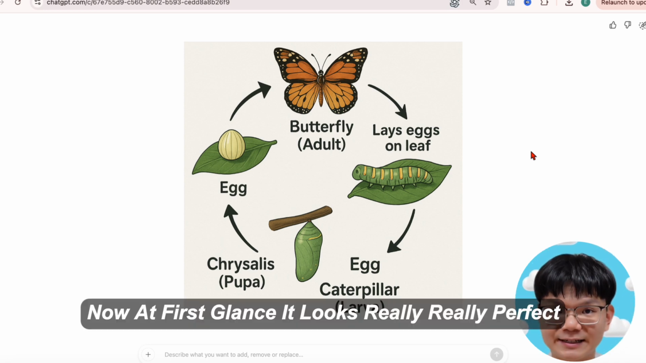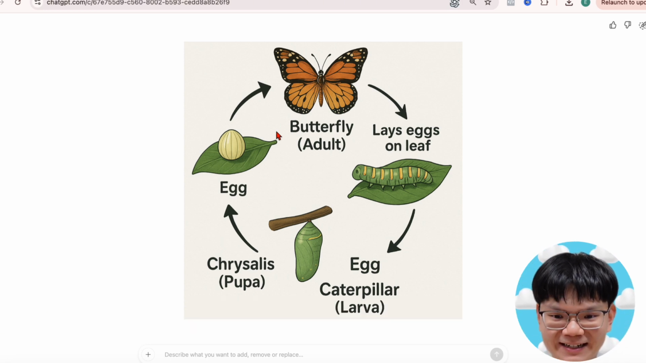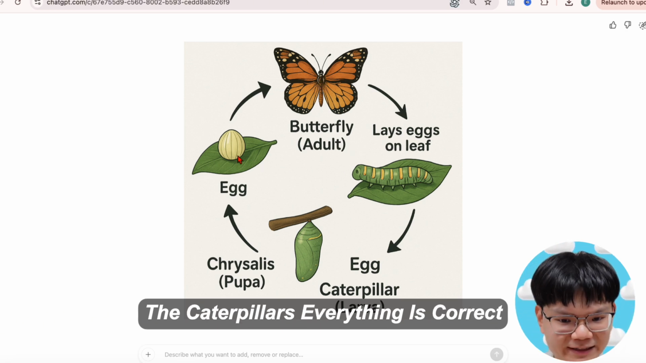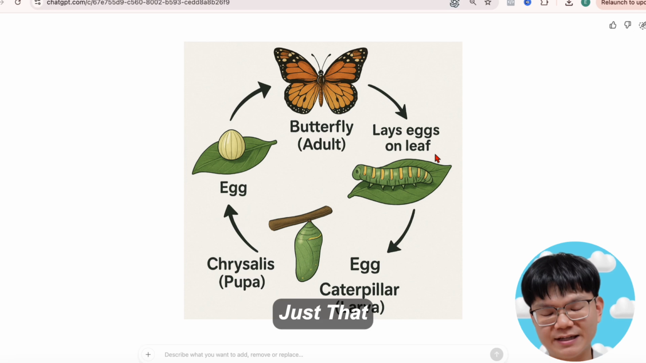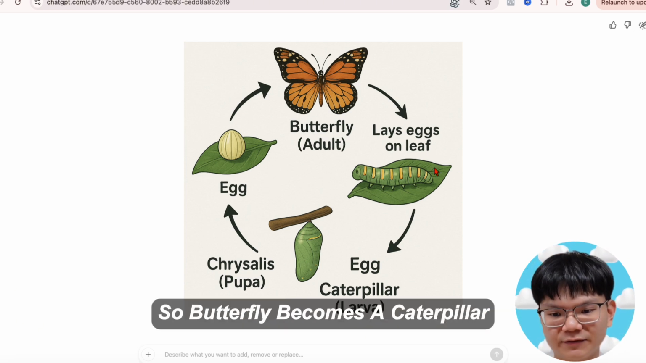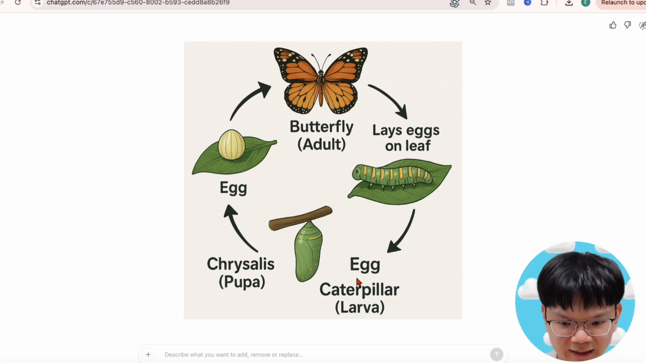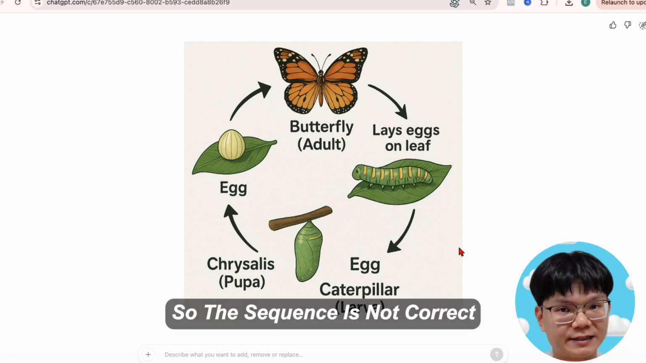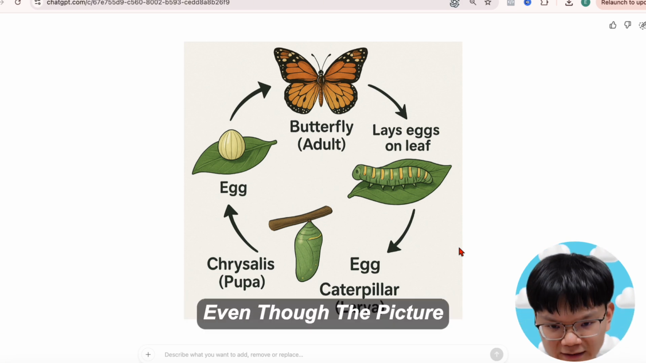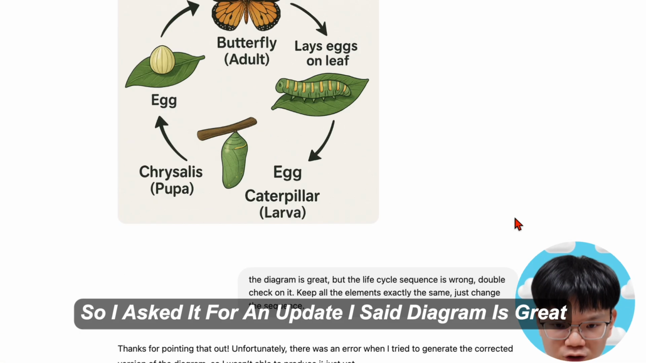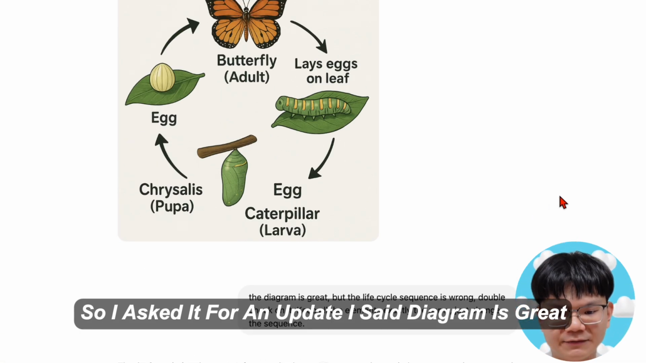Now, at first glance, it looks really perfect. The words are correct. There are butterflies, caterpillars, eggs, everything is correct. Just that if you notice, the sequence is not correct. The butterfly becomes a caterpillar, and then there's this egg over here. So the sequence is not correct, even though the picture and the words are correct. So I asked it for an update.